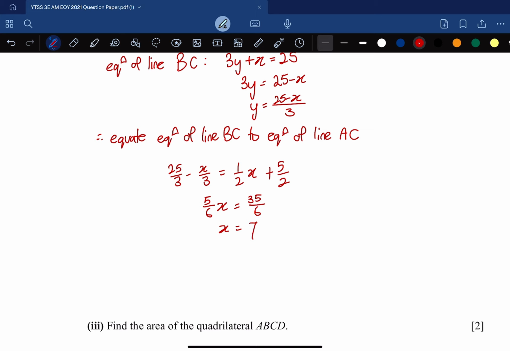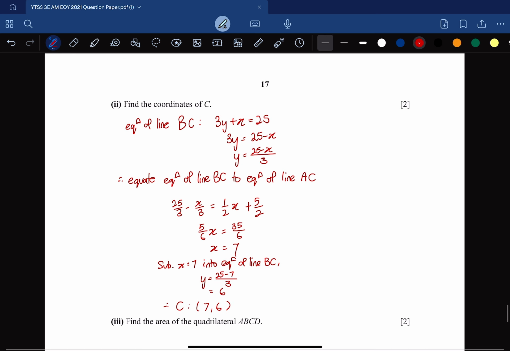Therefore I found the x-coordinate, so sub x equals to 7 into any equation. Let's say the equation of line BC, for example. The y-coordinate is simply (25 minus 7) over 3. I'll get y equals to 6. So therefore C is simply (7, 6), and this is the answer to part 2.